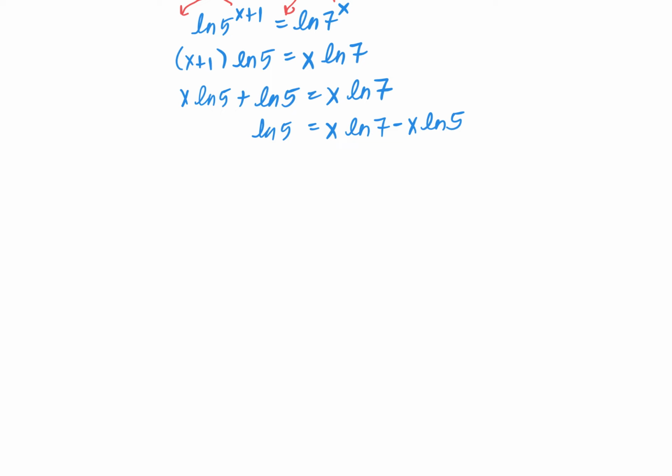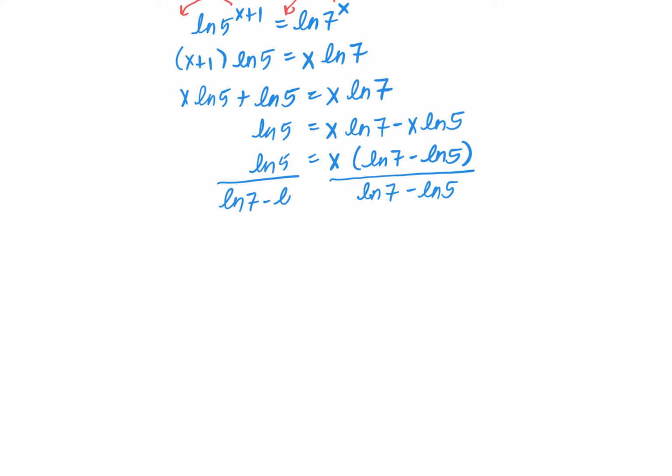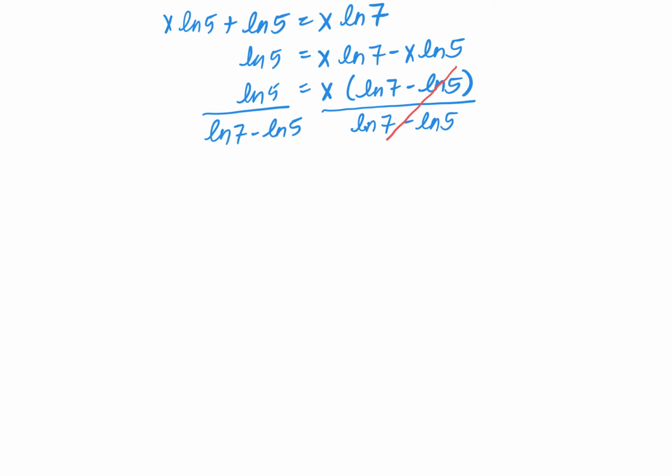At this point on the right-hand side, I can factor out the x, and it'll be times the natural log of 7 minus natural log of 5. Natural log of 7 minus natural log of 5, that's just a number. And I could get rid of it by simply dividing both sides by natural log of 7 minus natural log of 5. And then on the right, the natural log of 7 minus natural log of 5 cancels. And I'm done. I have the x by itself on one side of the equal sign.